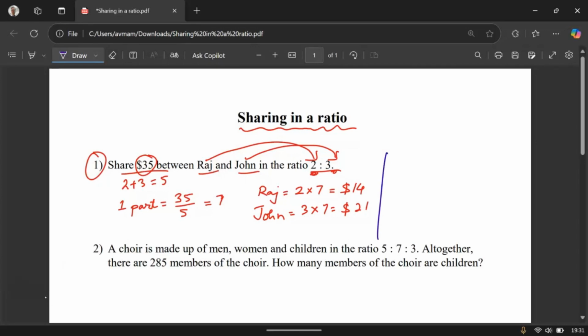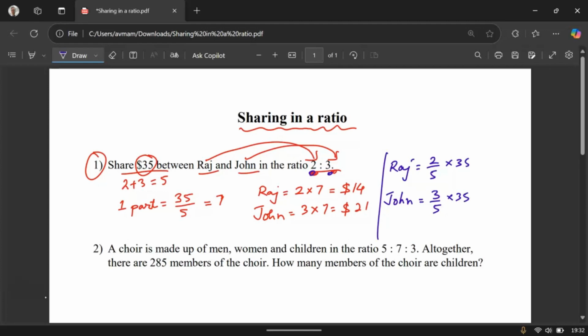Another way to look at the same problem is to add the numbers in the ratio and write each one's proportion. For example, Raj's proportion will be 2/5 and John's proportion is going to be 3/5, and then all you need to do is multiply by the amount that you are sharing, which is 35. It is just another way to represent the same working.